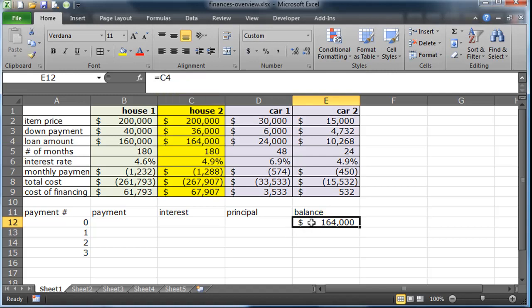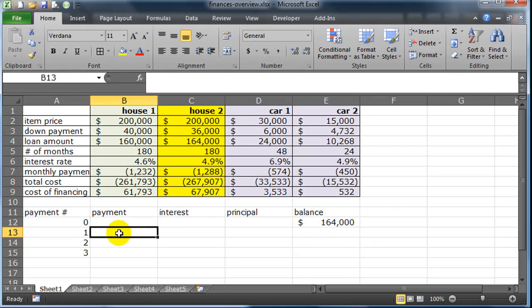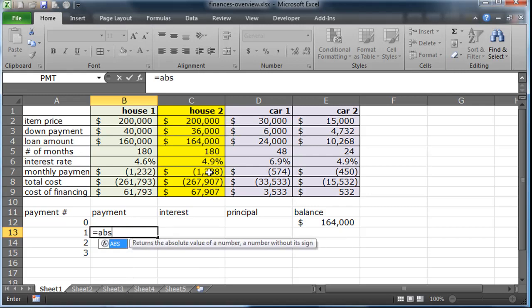See, I'm using cell references as much as possible so that I don't have to keep retyping numbers in. Now payment 1 is where it starts to get interesting. My first payment is going to be equal to, let's see, now since my payment is expressed as a negative here, I'm going to use that absolute function, the absolute version of my monthly payment.